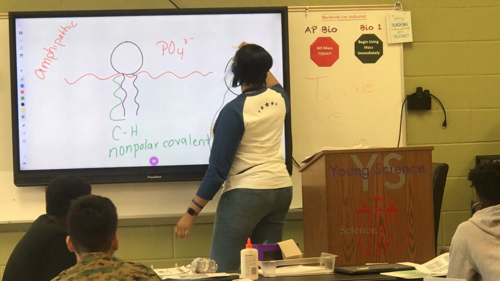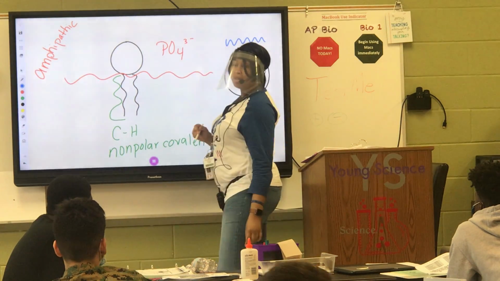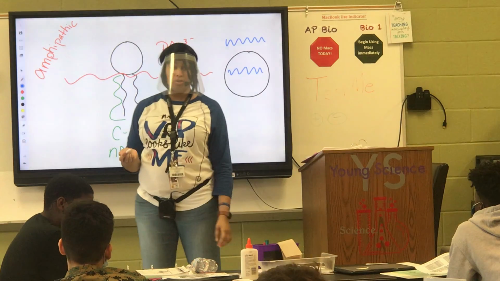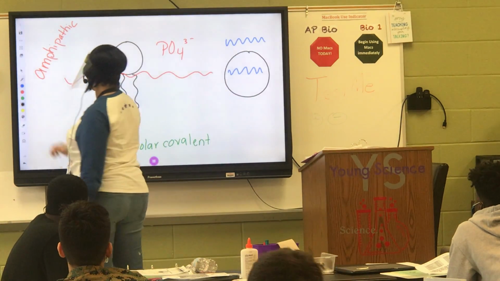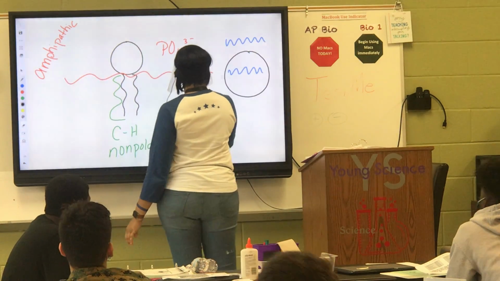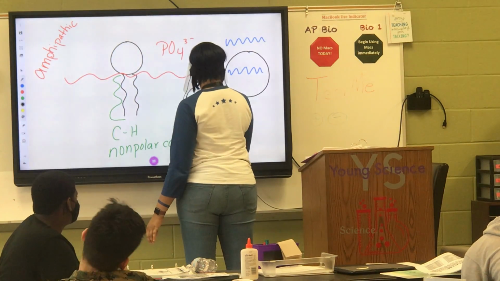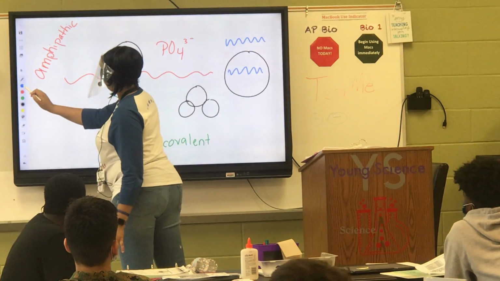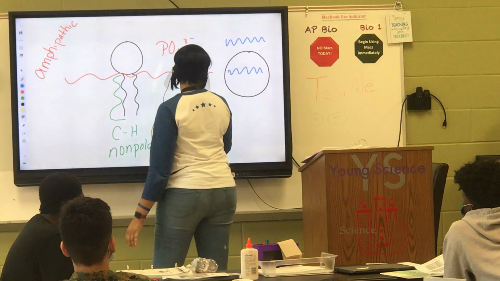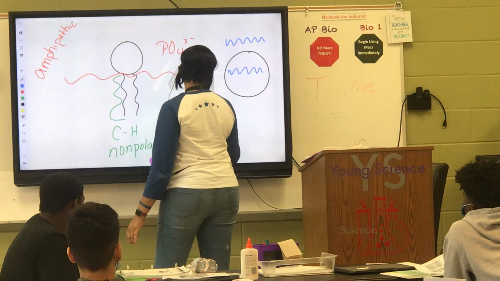cell? Water. Water is a polar molecule, okay? Water is polar. What's the chemical formula for water, guys? H2O. Alright, so, drawing 3 elements here. Putting my oxygen here, my 2 hydrogens here.